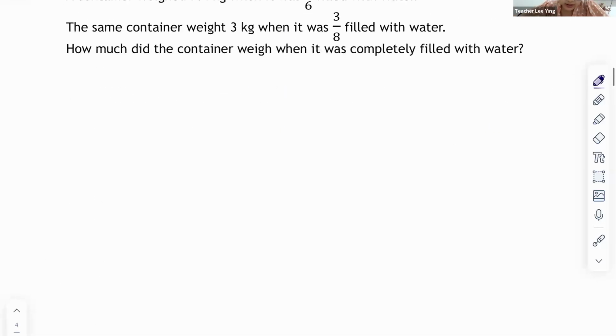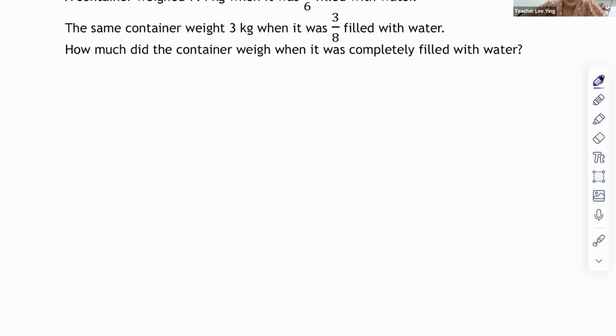Let's move on to question number 6. And 6 is worth 3 marks. Okay, we have a container that weighed 7.4 kilograms when it was 5/6 filled with water, and the same container weighed 3 kg when it was 3/8 filled with water. So since it's the same container, we're going to make the denominator the same because the denominator refers to the capacity of the container. So 5/6 can be converted to 20/24, and 3/8 can be converted to 9/24.